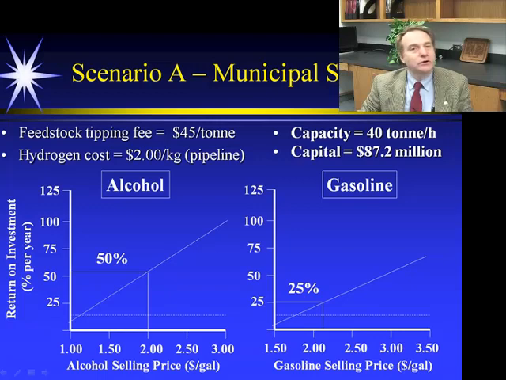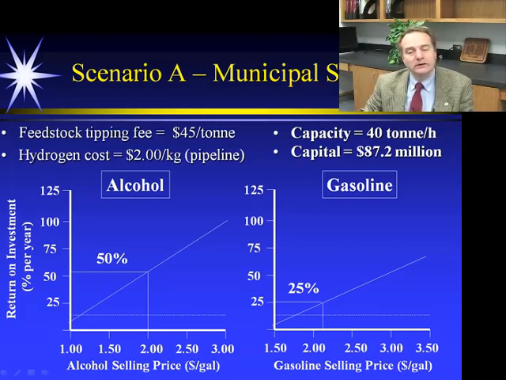Let's talk about return on investment. What does that mean? Imagine that I have $100 and I give it to the bank. At the end of the year, I can take my $100 out of the bank and they might give me $3 or $4 as interest on the loan that I made to them of my $100. In the case of our process, if you invest $100 into our process, at the end of the year you'd get your $100 back, but you would get $50 back as your profit for having invested in that process. So it's a very profitable venture to turn biomass into liquid fuels.